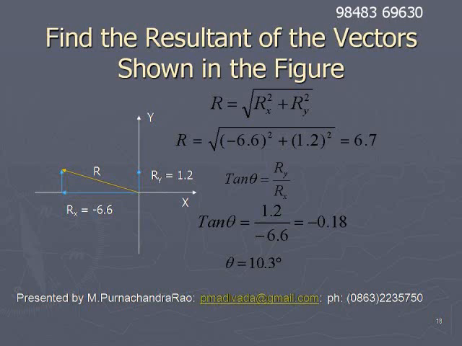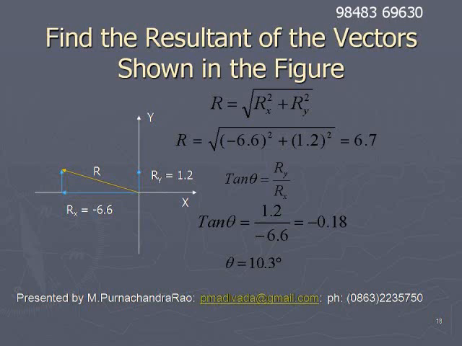The direction of R, that is the angle made by R with the x-axis, is given by tan theta is equal to Ry by Rx, where theta is the angle made by R with Rx. So tan theta is equal to 1.2 divided by minus 6.6, which becomes equal to minus 0.18.